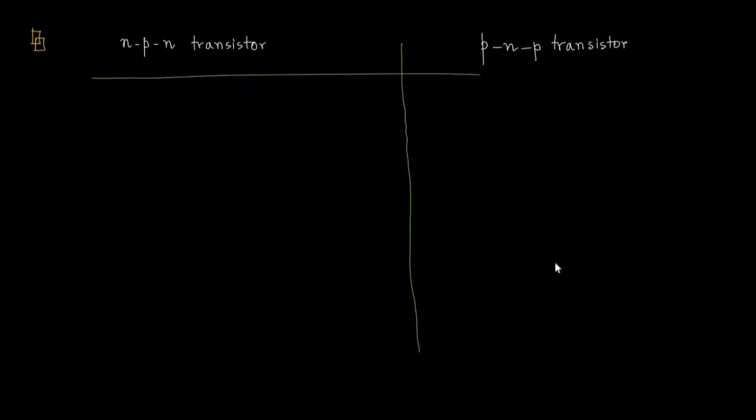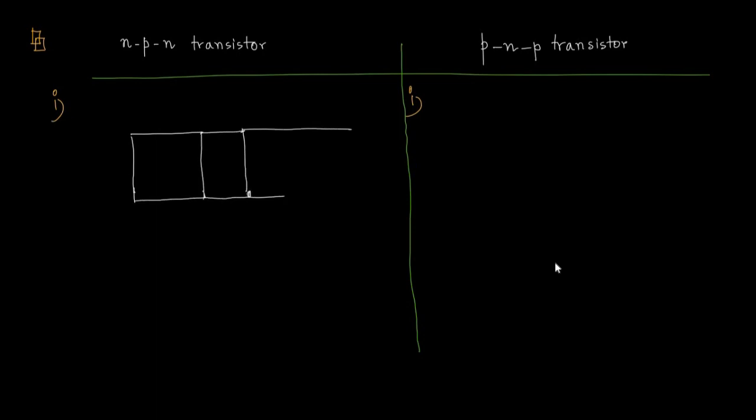Comparison between NPN transistor and PNP transistor. Number 1. In NPN transistor, P-type base is sandwiched by N-type emitter and collector. Longest part of NPN transistor is the collector. This is emitter, base and collector. Emitter is N-type, base is P-type and collector is also N-type.